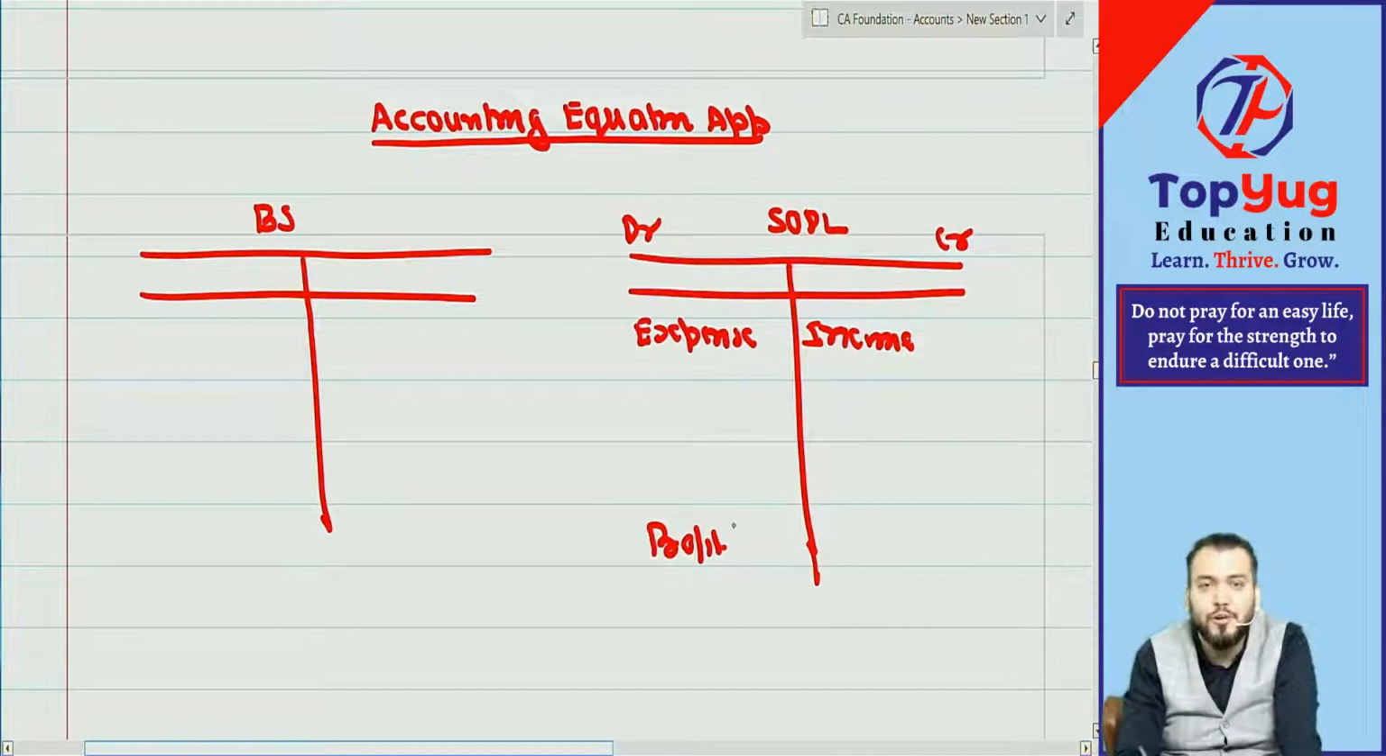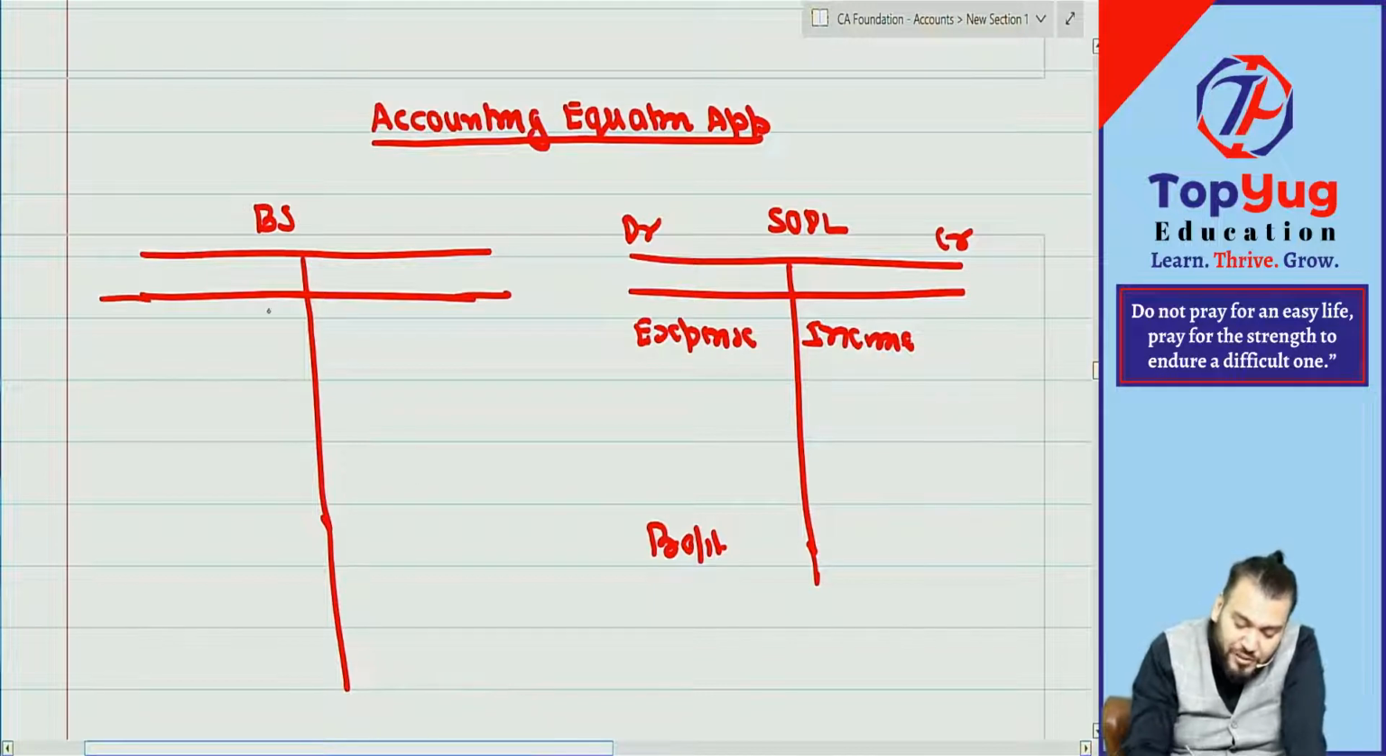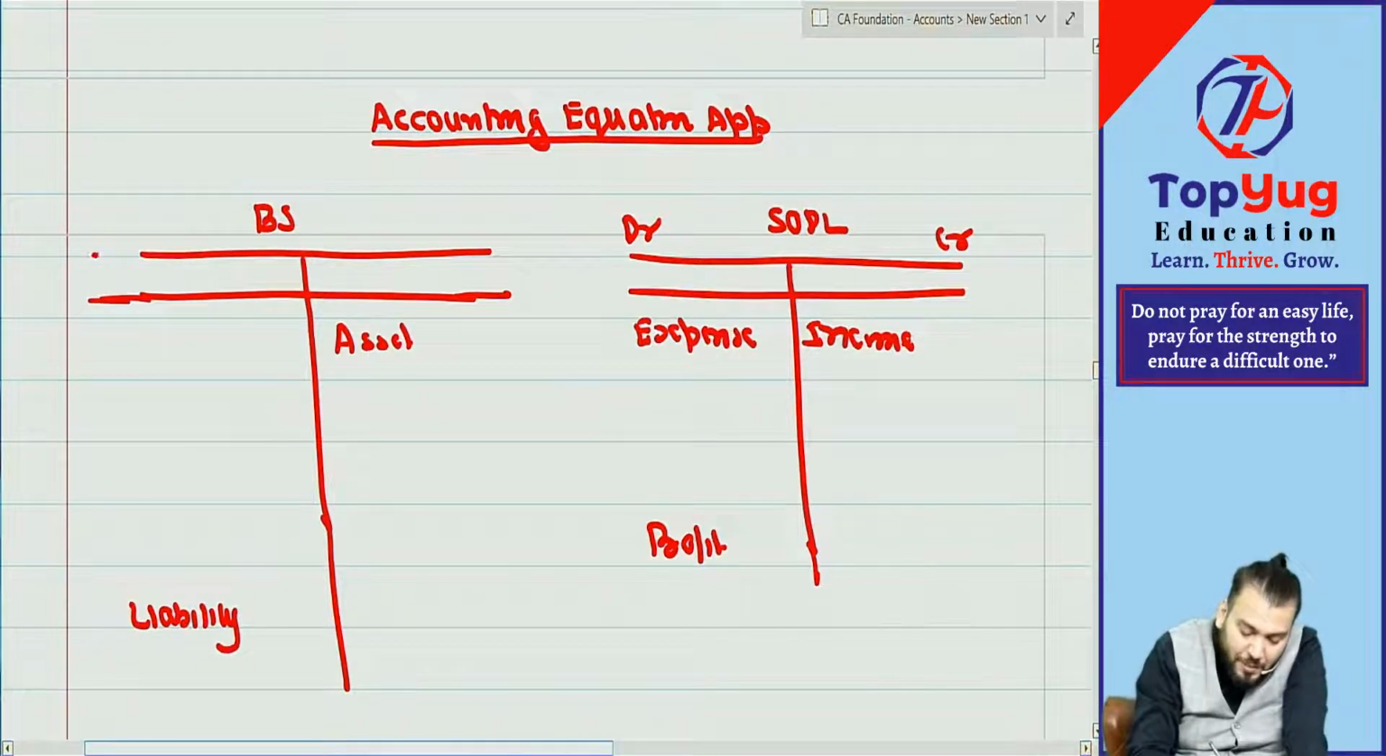My question to you: this profit belongs to whom? This profit belongs to what? Business, and business is earning this profit for whom? Owner. Understood? This profit should be transferred to whom? Owner only. Correct? It means in the balance sheet we write on what? Asset, we write on liability, and we write on capital. Are you able to understand?